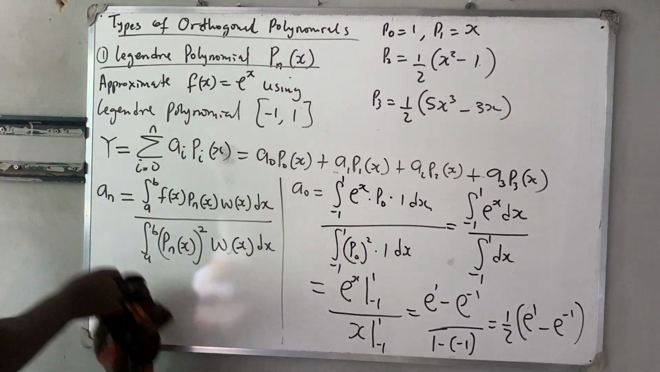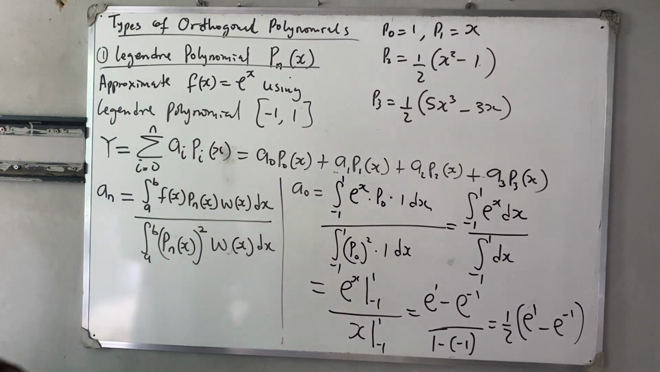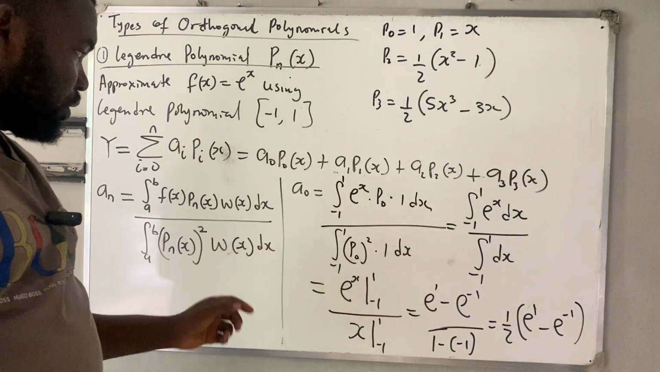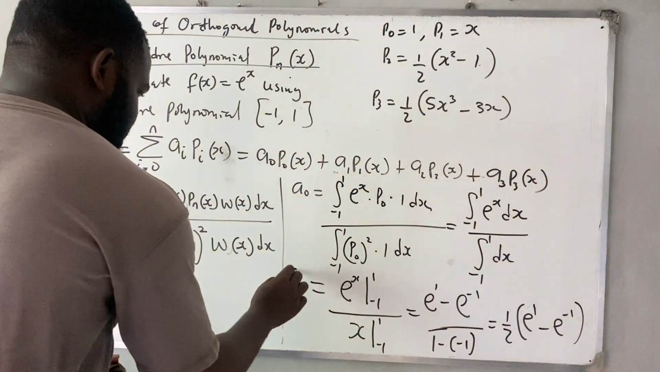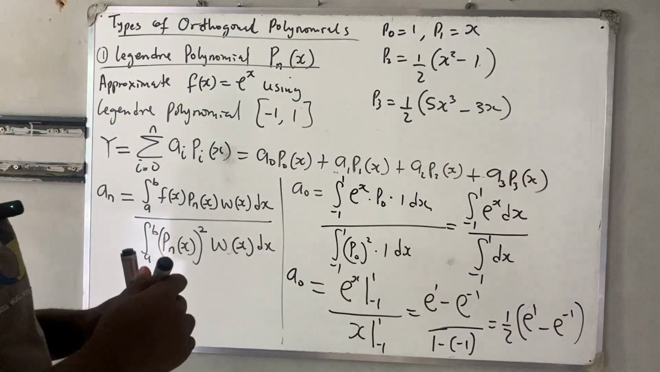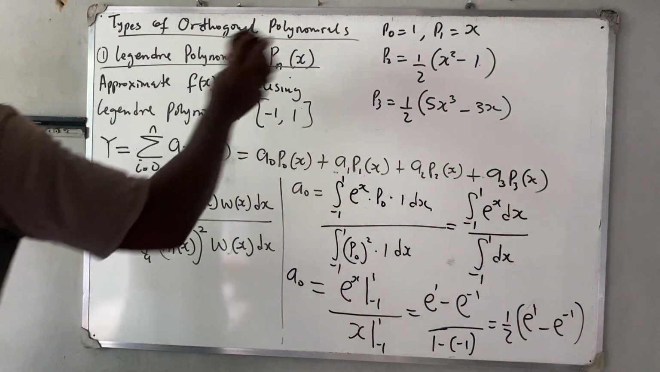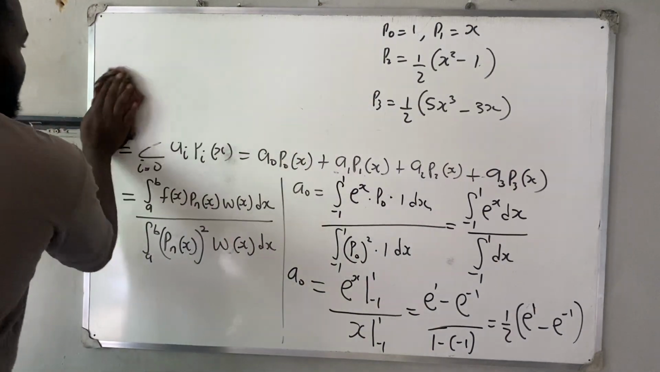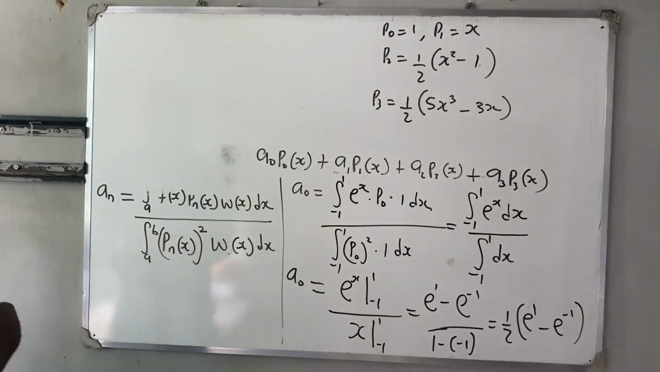So that's our a naught. So to get our a1, we do the same thing. So let's get our a1. I think getting a2 will be an assignment for you. It's not difficult to get.